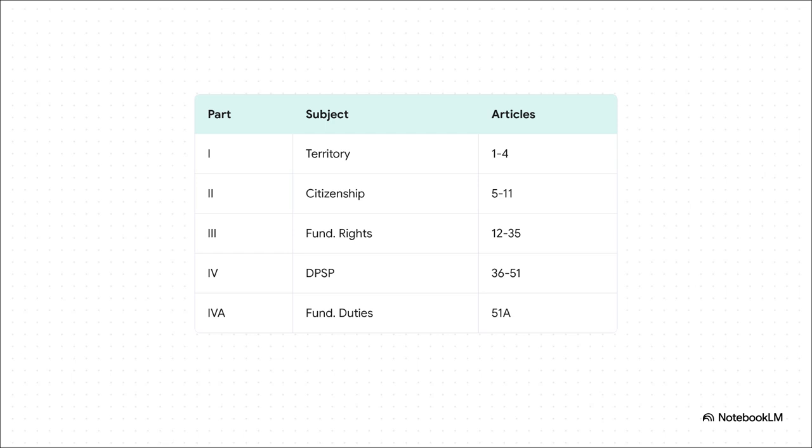So Part 2 handles citizenship from Articles 5 to 11. Now that you have people, you've got to protect them, which is exactly what Part 3 does. It delivers our fundamental rights up through Article 35. Then, Part 4 shifts gears a bit and gives the state its goals through the directive principles of state policy. And finally, Part IVA, which is literally just one single article, 51A, outlines our fundamental duties as citizens. It's a perfect step-by-step progression: land, then people, rights, state goals, and finally, duties.